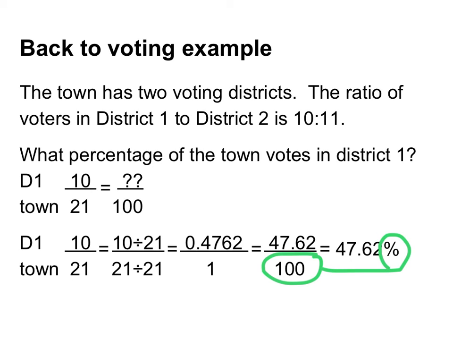So rather than memorizing a new idea or learning a new process, we're just playing with equivalent fractions, something that we've done a bunch in this class, right? I took my 10 over 21, I divided the top and the bottom by 21. That gave me a new fraction with a denominator of 1, and then I multiplied the top and the bottom by 100. That gave me my 47.62%.